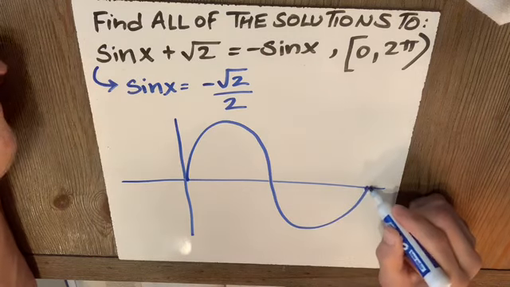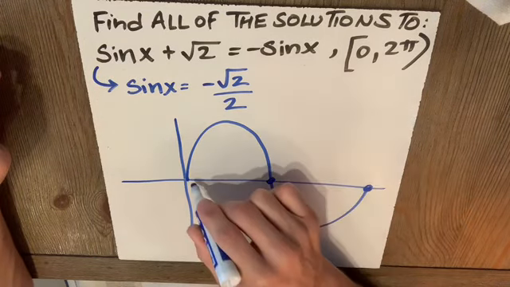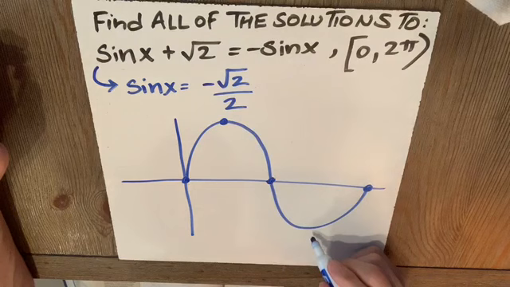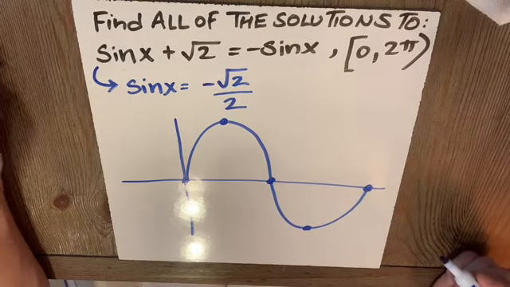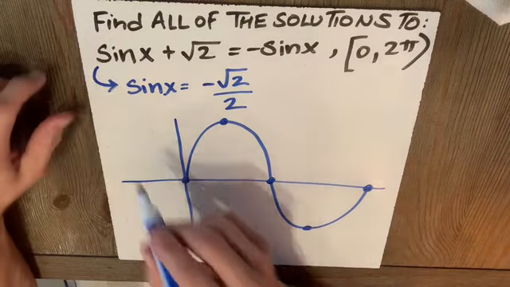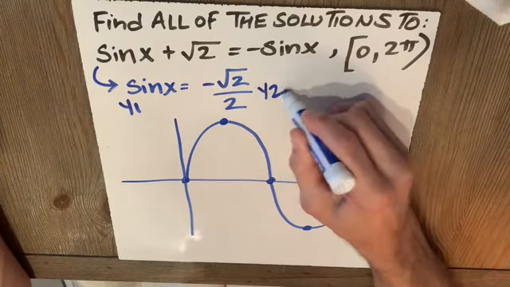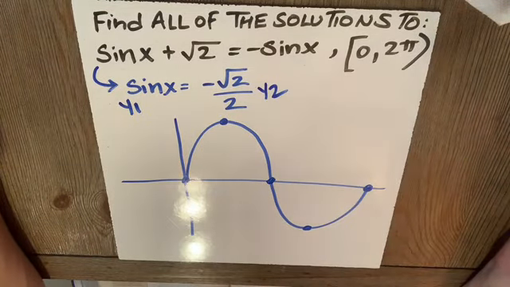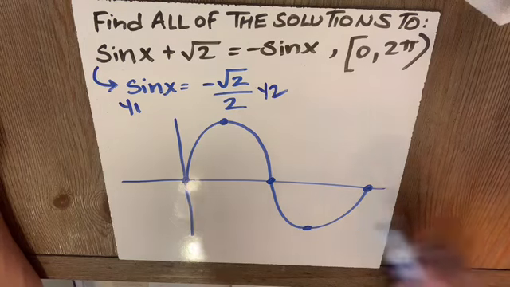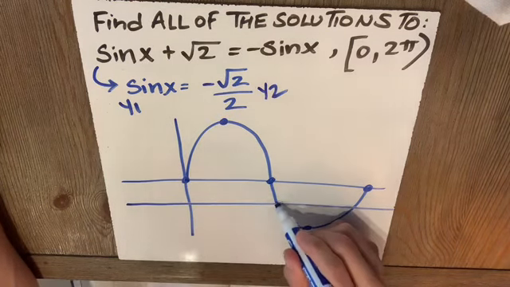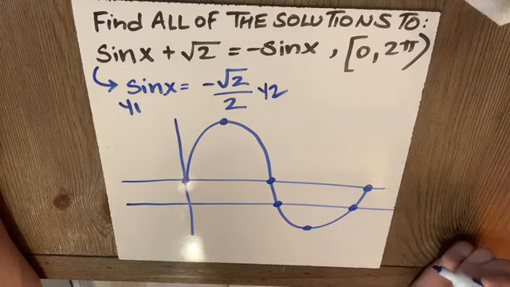You see how that work we did when we graphed these sine functions was so important to give you a background in this. So if I make this y1, I say, well, y1 or f1 of x is sine x, and y2 is negative root 2 over 2. That's a horizontal line. I'm going to get two solutions.